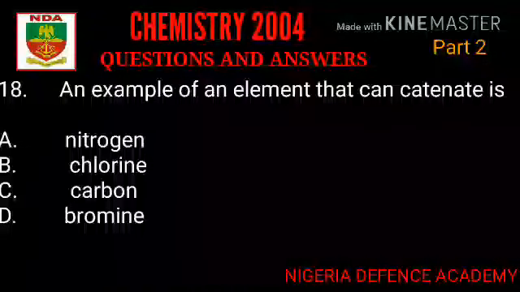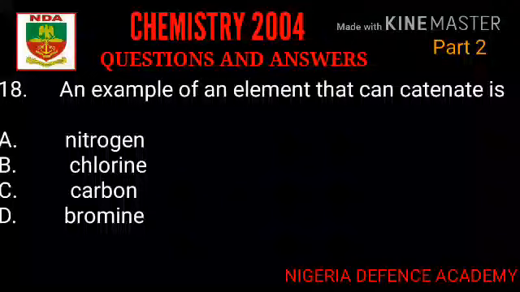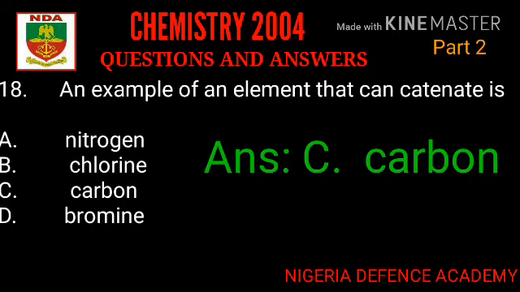Question number 18. An example of an element that can catenate is called what? Option A, nitrogen. Option B, chlorine. Option C, carbon. Option D, bromine. Which of these options is correct? Well, I think the right answer here is option C, carbon.